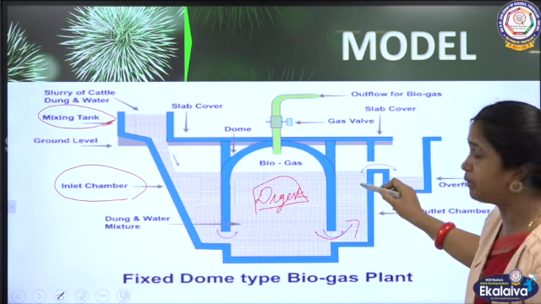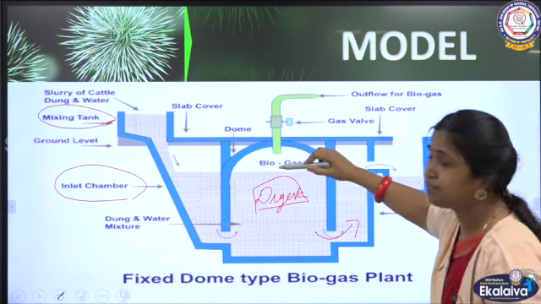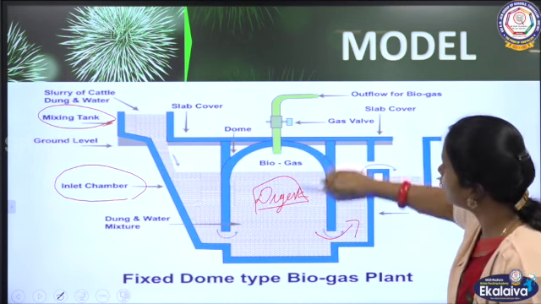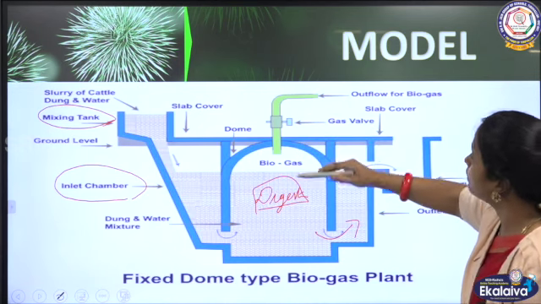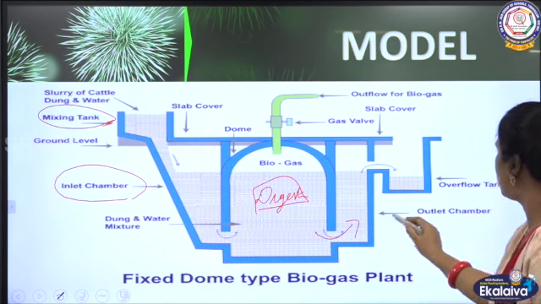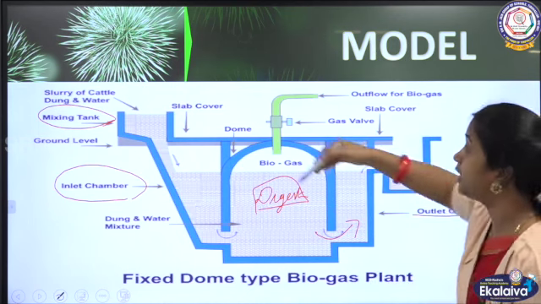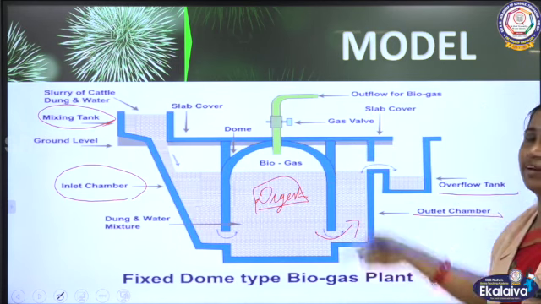Again, the waste effluent will pass here. This should not be filled till this level. It has to be semi-filled, not completely. Only then, as the gas is moving, because of the pressure, it can go up. So it has to be noted. Then the outlet chamber. This is the outlet chamber. Another one, the overflow tank. So these are the major parts of the biogas plant.